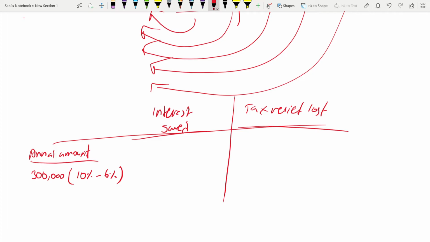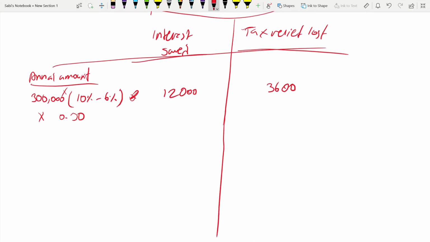And that needs to be multiplied further by 30% for the tax relief lost, okay? But for the interest saved, 300,000 multiplied by 4% will give you 12,000. And to find the tax relief lost, multiply 12,000 by the tax rate, 30%, which is 3,600. For interest, do not multiply by 30%, only for the tax relief lost.